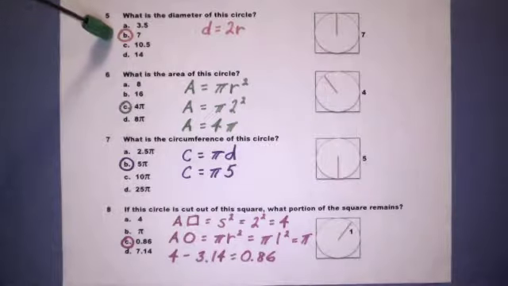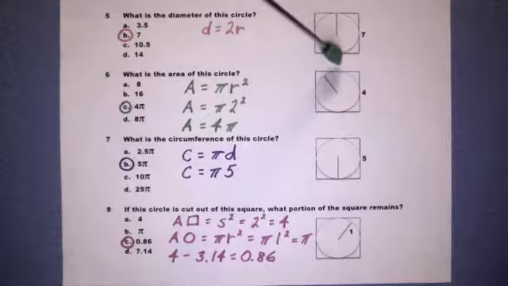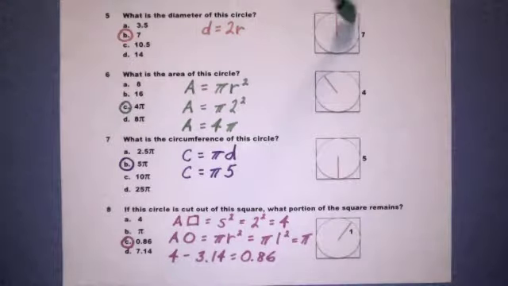Our answer is B. You can see that from the top of this circle to the bottom of this circle is the same length as from the top of this side of the square to the bottom of this side of the square.